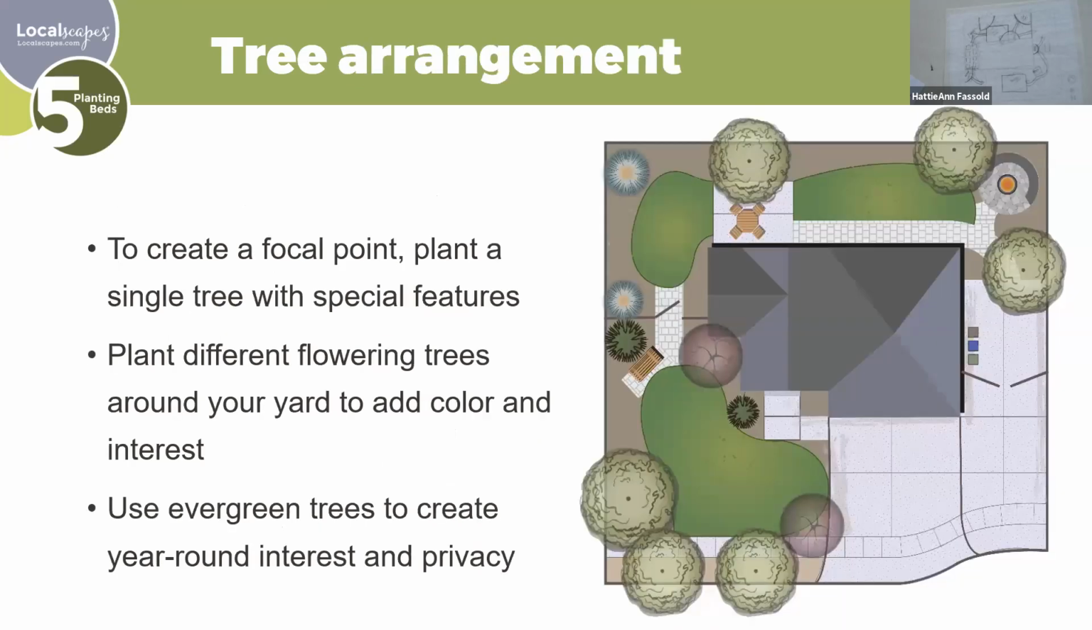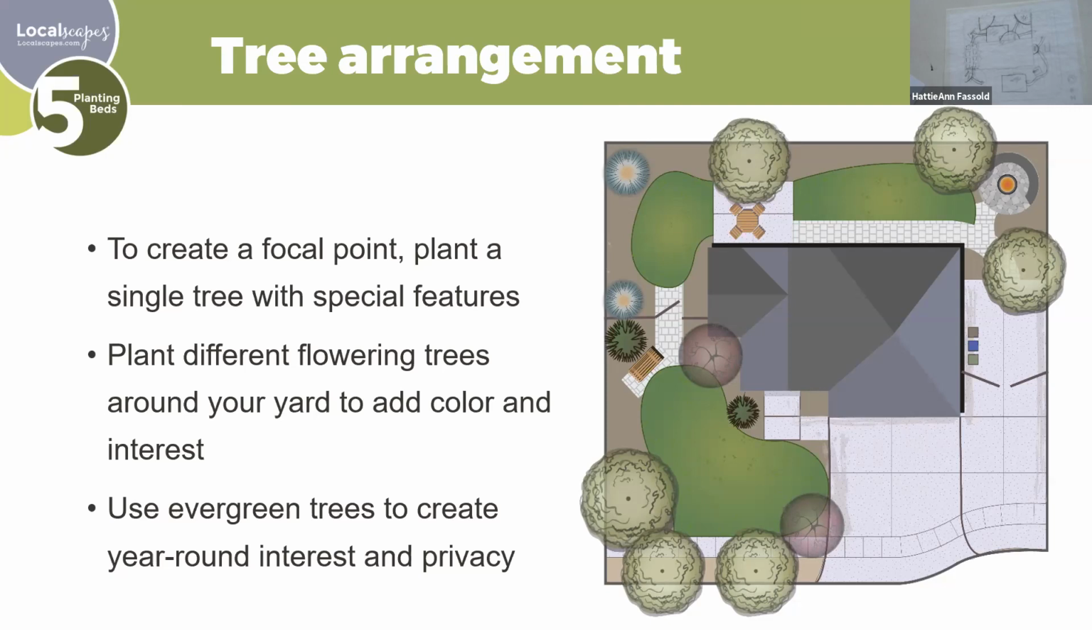As far as arrangement goes, if you're wanting to create a focal point with a tree that has special features, there are some trees that are really unique looking. Some of your weeping spruces look really cool. Weeping cherry trees look really cool. There are some smaller flowering trees that just stay kind of small. If the tree has a really specific special feature, you can create a focal point with that tree, planting only that single tree in an area. That's where everyone's eye is going to look, right?